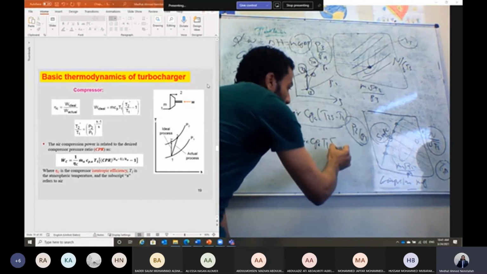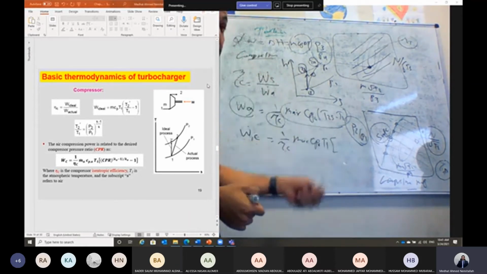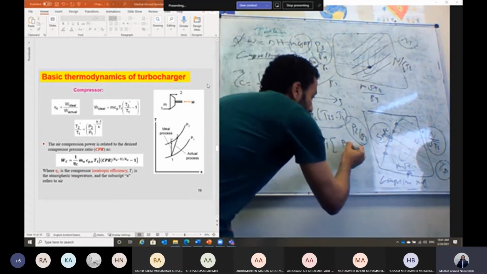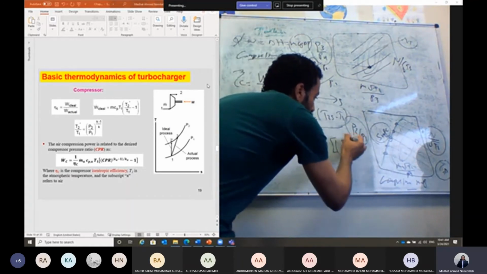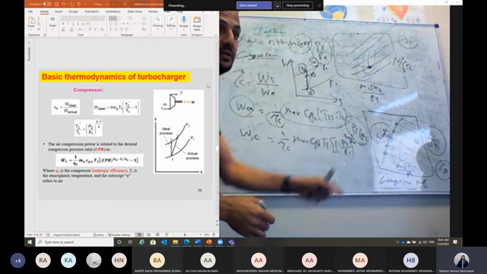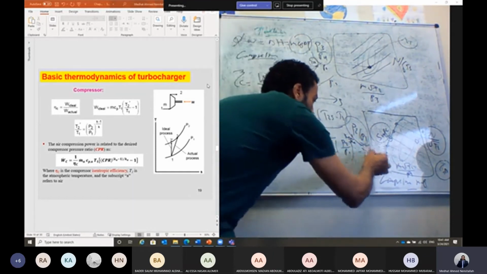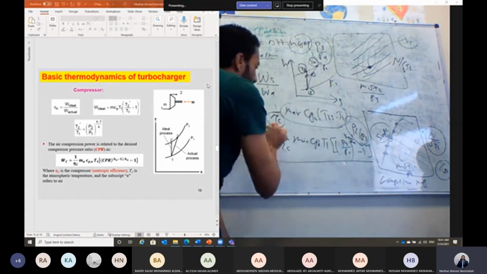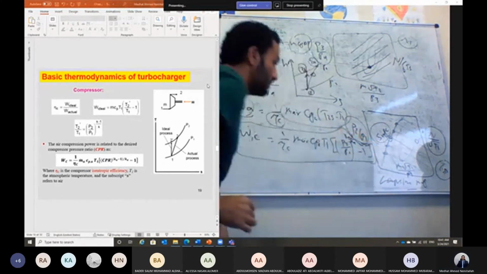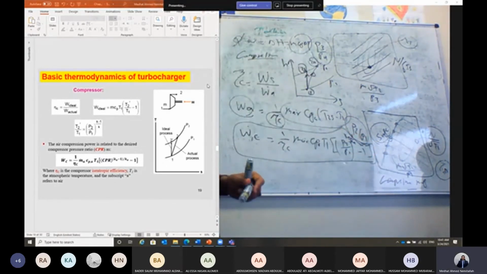Let's take T1 as common. We will have T2S over T1 for an isentropic process equal to P2 over P1 to the power (gamma air minus 1) over gamma air. Gamma air, Shabab, is the specific heat ratio of air. And this is how we can calculate the compressor work in this case.